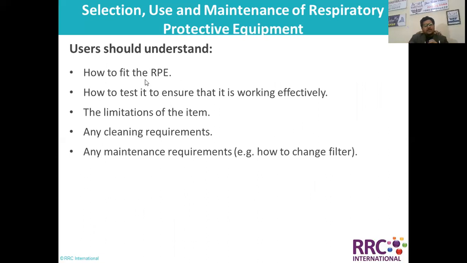Now, users have to understand how to fit RPE, how to test it, what limitations are there, cleaning requirements, and of course, the maintenance requirements. It's not like always getting the RPE or PPE, but later on, no maintenance, no inspection, no proper maintainability is there.